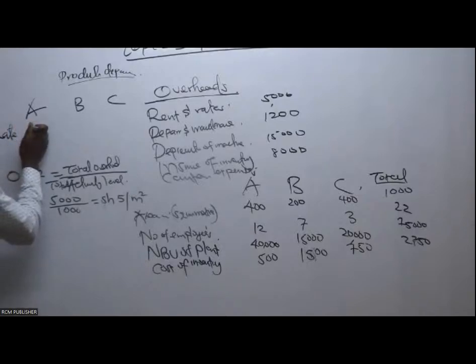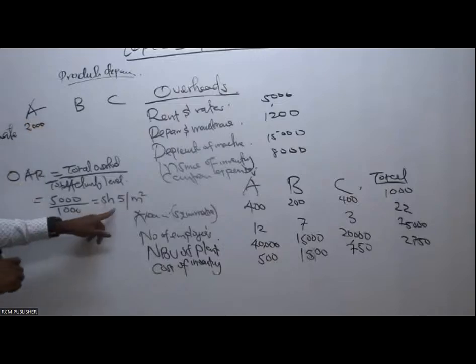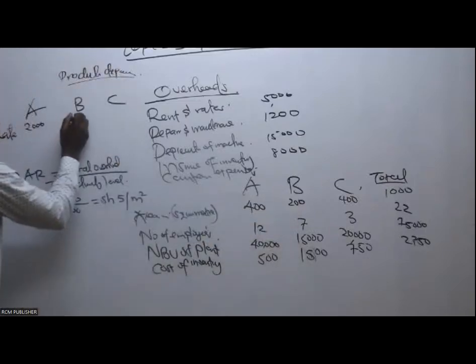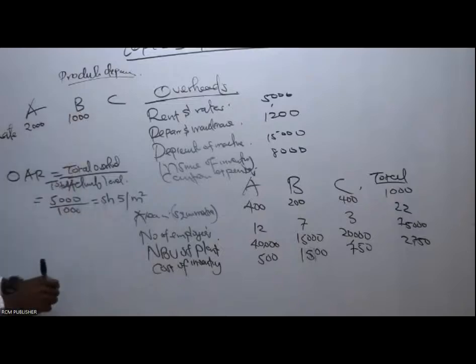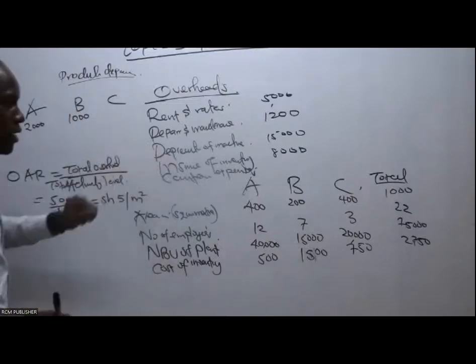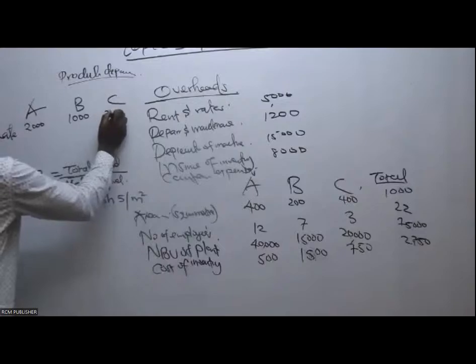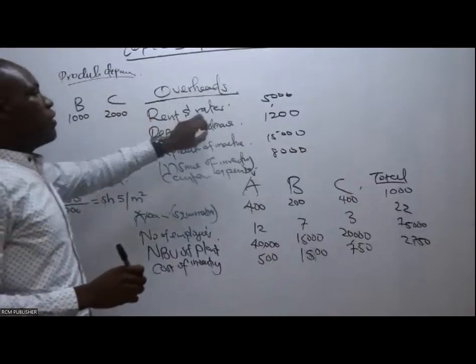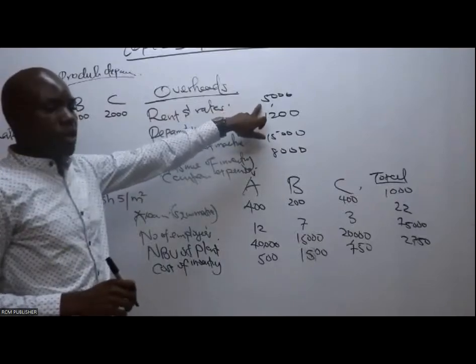Is it 20 or 2,000? It's going to be 2,000. We're going to have 5 times 200, which will give us 1,000. And then we are going to have 400 for C, which gives us the same value of 2,000. If I add these together, they give me the total overhead that I was supposed to allocate.